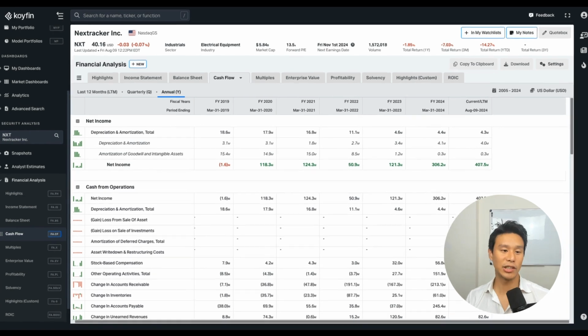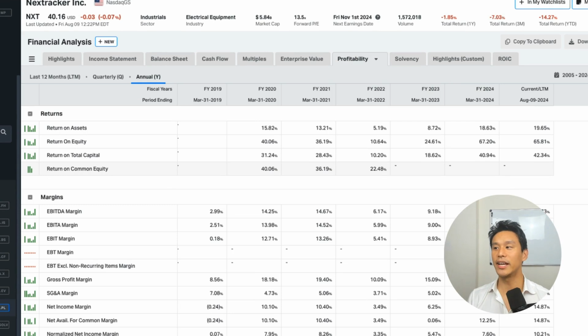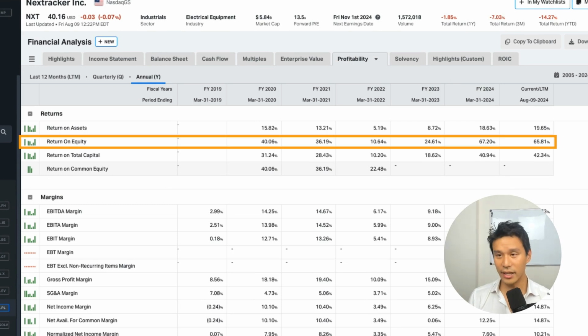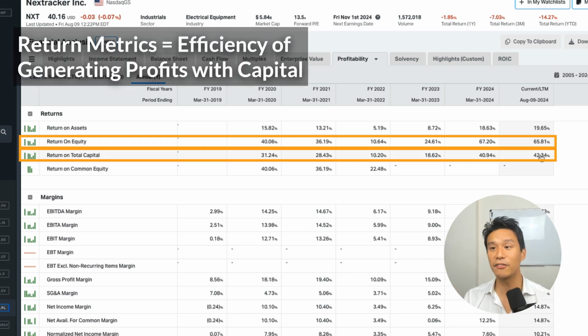So here are the two ratios that I like to look at from a return perspective. The first one is return on equity, so it's ROE, and the second one is return on invested capital, so here would be return on total capital, because both of these indicators will give me a sense of how efficient a company is at generating profits using its capital.